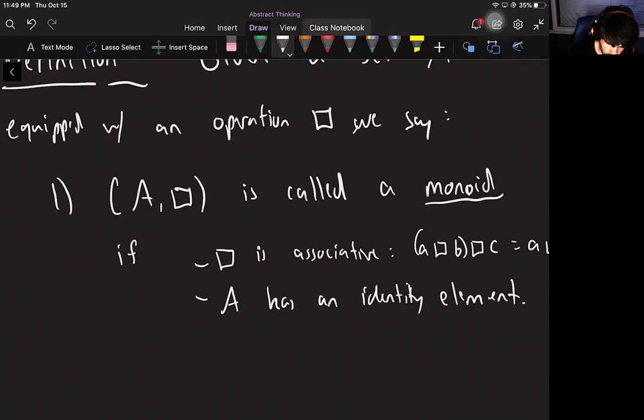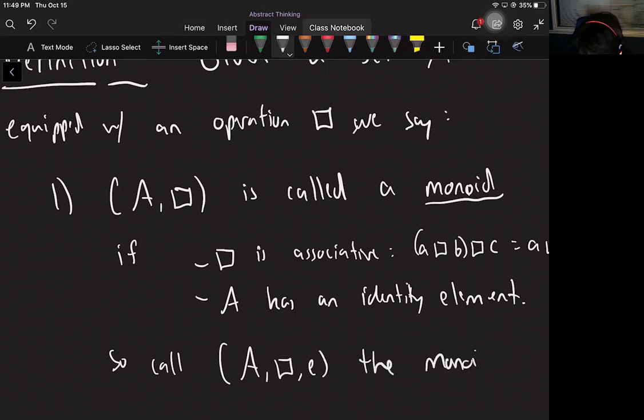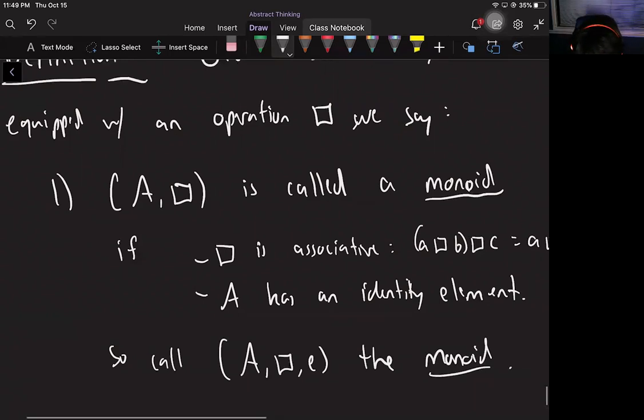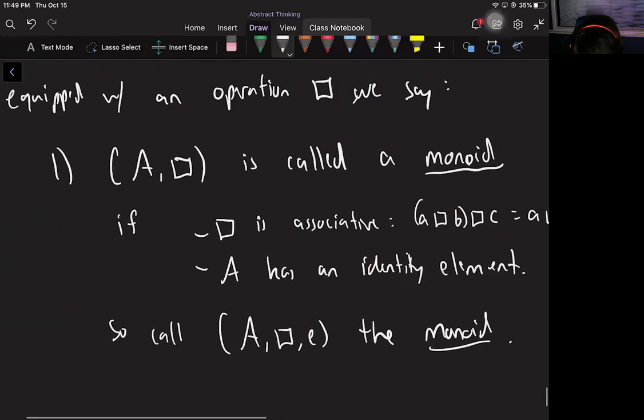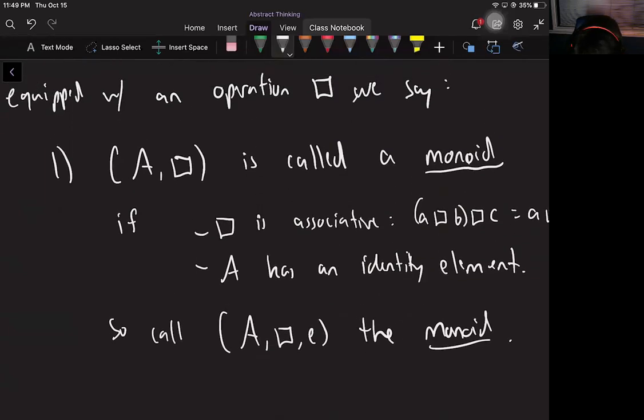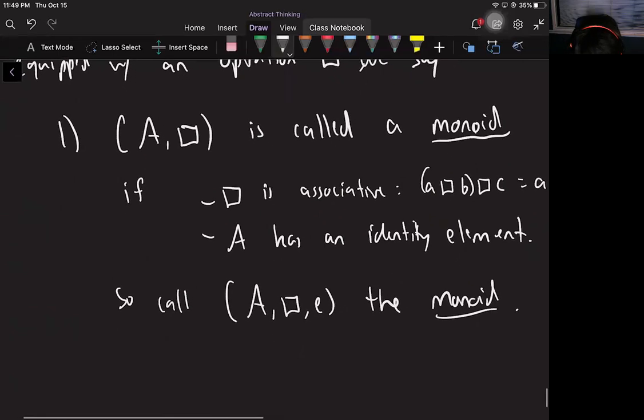So then what you can say is you could call the whole thing the monoid. So what people do is they say, okay, this is the definition of a monoid. What are all the monoids? What are properties of monoids that come from just this tiny definition? And that's a whole thing you can study.